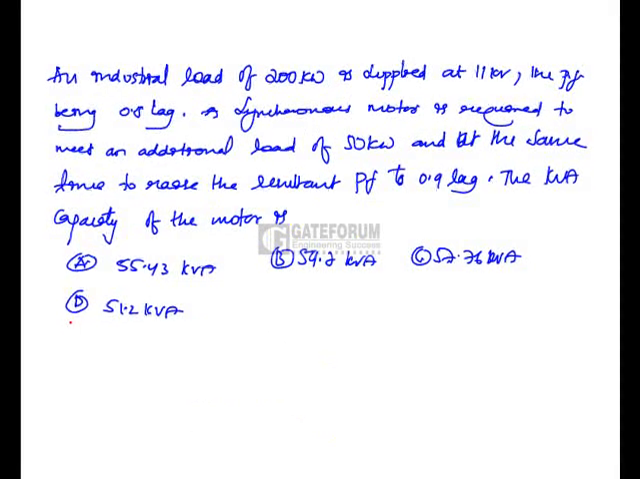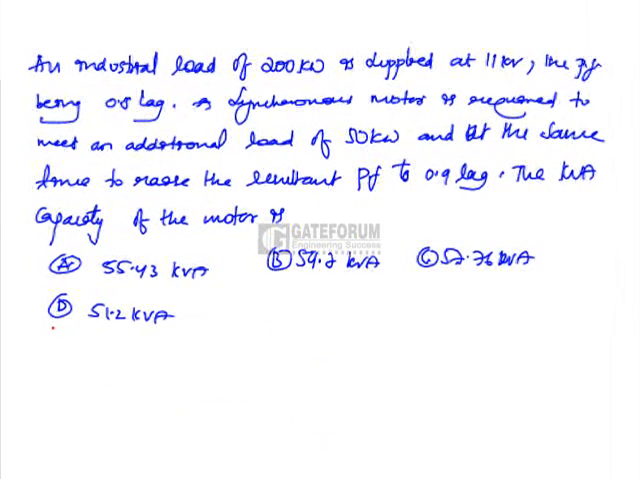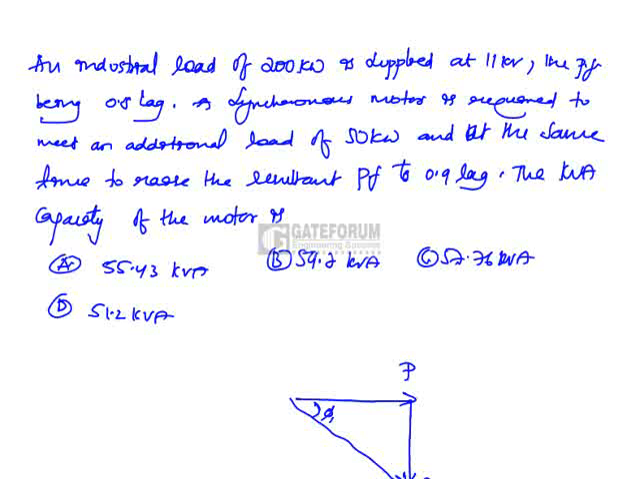Load of 200 kilowatt is supplied at 11 kilovolts, the power factor being 0.8 lagging. Let us take, this is the real power and this is the reactive power. Okay, earlier it is around 200 kilowatt. Okay, now what is the reactive power? With the power factor of, okay, this is cos, let us take it as phi1. He has given cos phi1 is equal to 0.8 lagging.